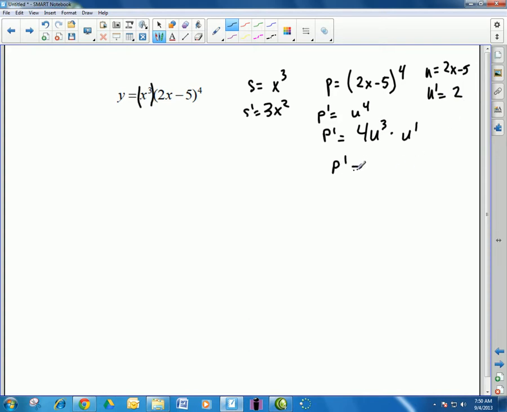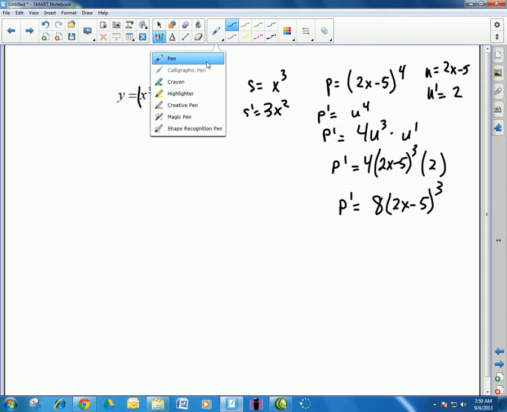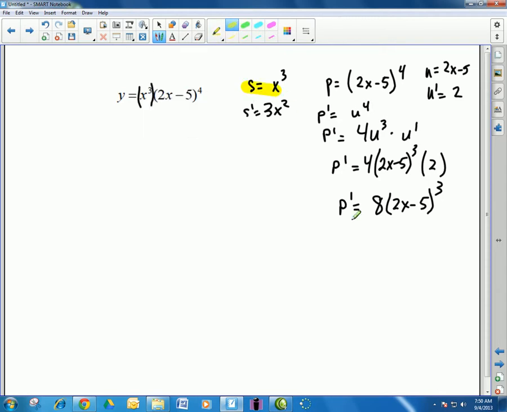And so then we continue that, resubstitute in your u, which is 2x minus 5 times 2. And so then the derivative here is going to be 8 times the quantity of 2x minus 5 cubed. Okay, and so now you can use your rule. So what you're going to do is take this times this, and then that times that, and then you're good to go.